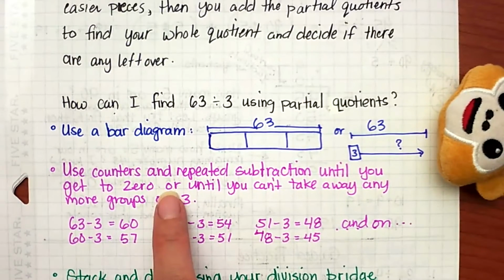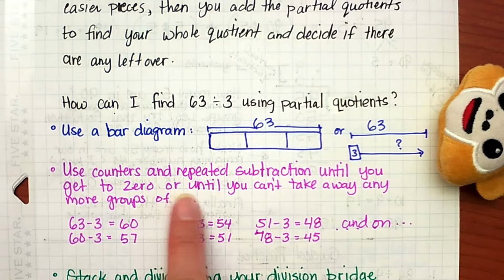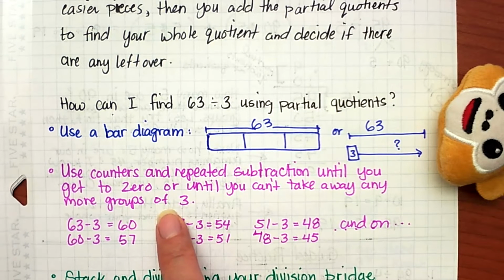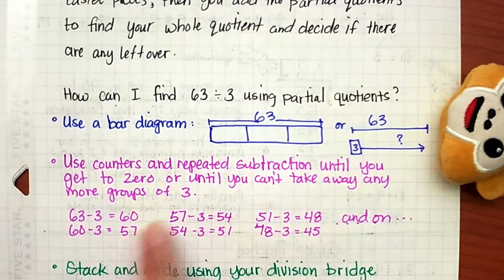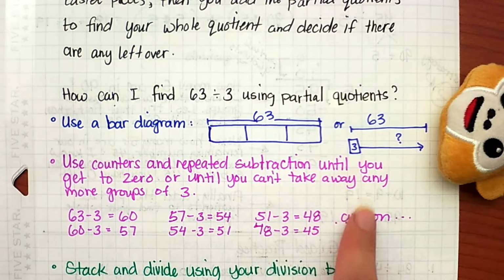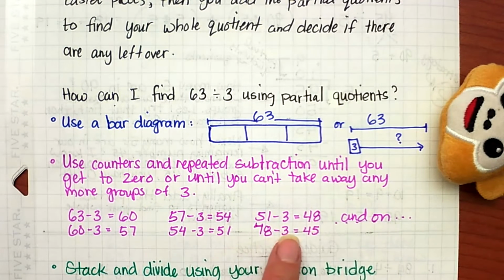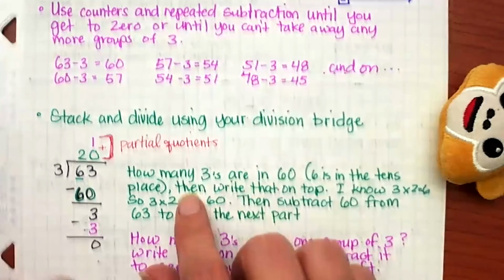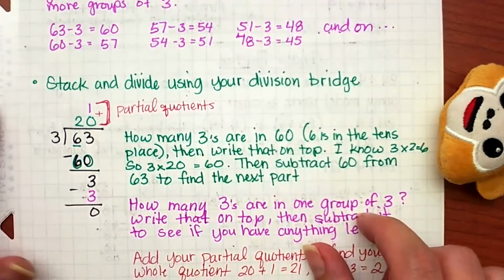I could also use counters and repeated subtraction until I get to 0, or until you can't take away more groups of 3 at a time. So I can begin my repeated subtraction over and over again until I get to 0, and then count how many times I was able to do it. Or I can stack and divide using partial quotients, just like they did in the example.